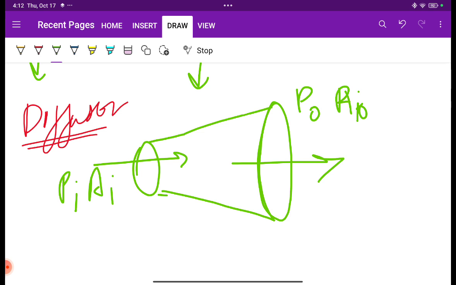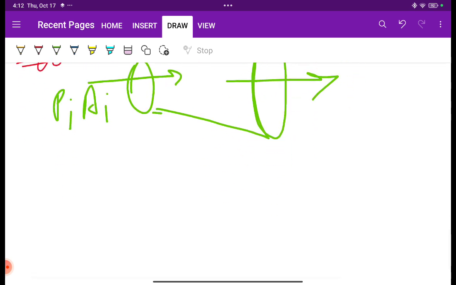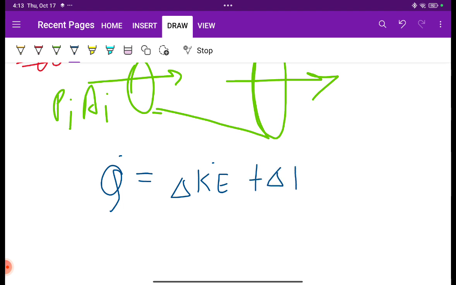In this case also, we can see there is no control volume work. So therefore, our energy equation becomes: rate of heat interaction is equal to rate of kinetic energy change plus rate of potential energy change plus rate of enthalpy change. This will be the equation for the diffuser as well.